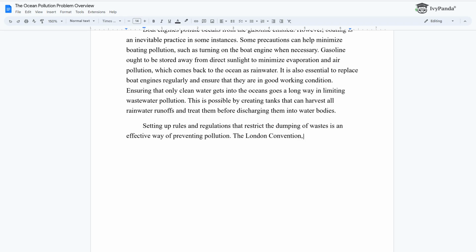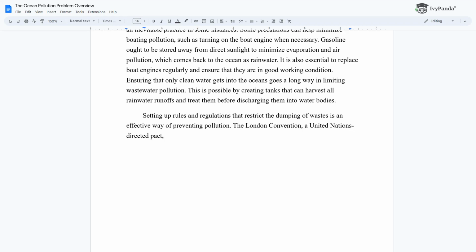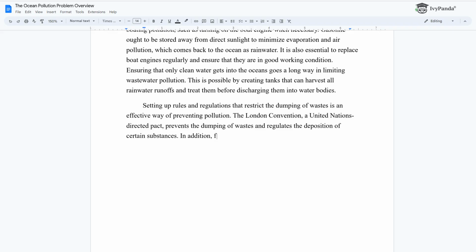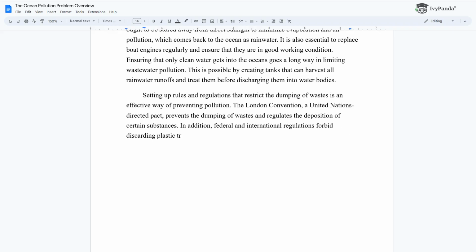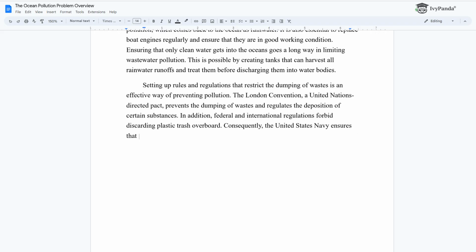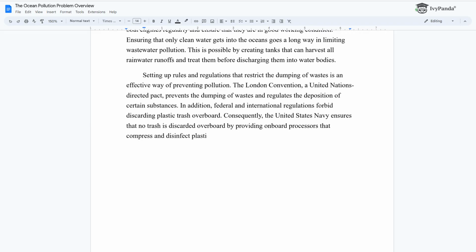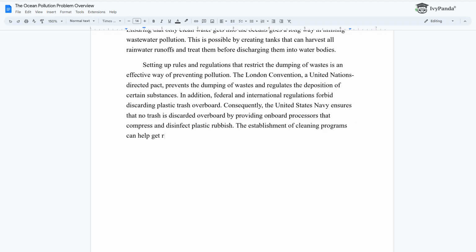The London Convention, a United Nations-directed pact, prevents the dumping of wastes and regulates the deposition of certain substances. In addition, federal and international regulations forbid discarding plastic trash overboard. Consequently, the United States Navy ensures that no trash is discarded overboard by providing onboard processors that compress and disinfect plastic rubbish. The establishment of cleaning programs can help get rid of debris from water bodies.